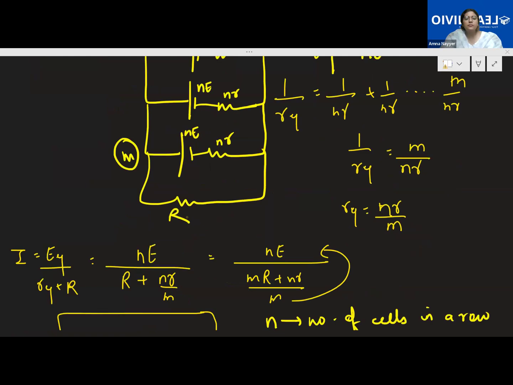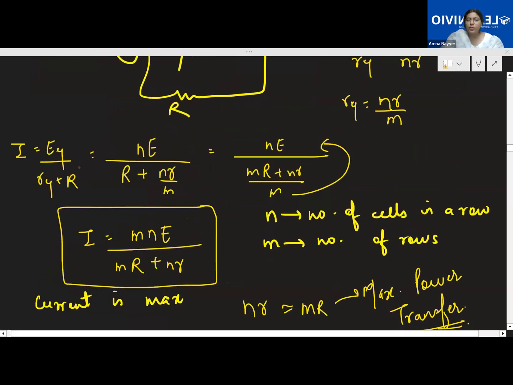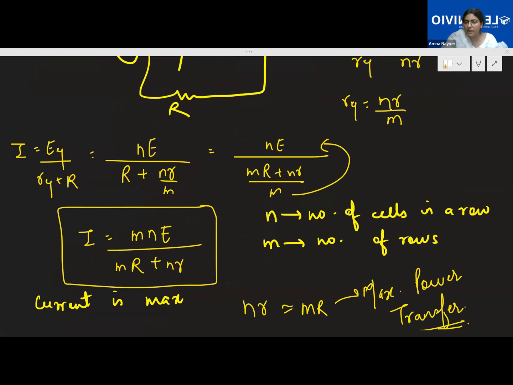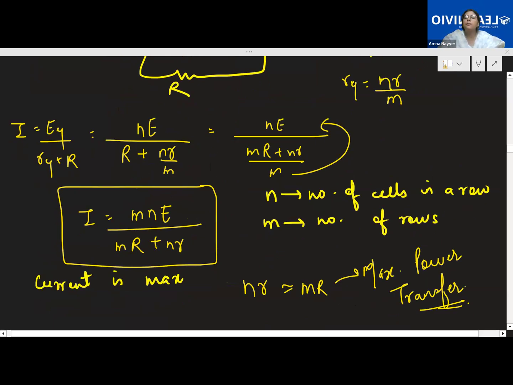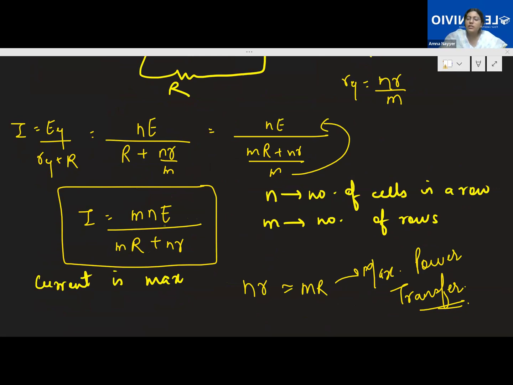Okay. Yes, ma'am. When you put I is equal to E equivalent by R equivalent plus R, this is nE by capital R plus nr by m. So you take the LCM, m goes up, so this becomes mnE divided by mR plus nr. This is what we have, and if your mR and nr are equal, this is known as the maximum power transfer theorem. Means your mR is equal to nr. So this is what you need to remember now.